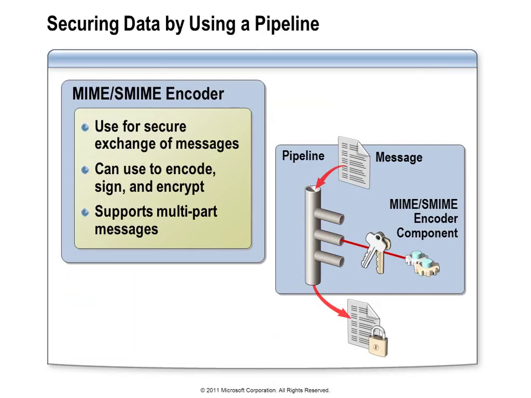You're going to get a chance in the lab exercises to use the MIME-SMIME encoder to encrypt data. So it's actually a very straightforward process to create the custom pipeline that uses this component. You just drag it onto the surface and set a couple of properties, and then you deploy it. The bulk of your work is going to be to install the certificates that it uses to actually perform the encoding. So this component was originally provided to work in concert with the SMTP adapter in BizTalk 2004, but the new SMTP adapter no longer needs the features of this component, but it's certainly a useful component in its own right.